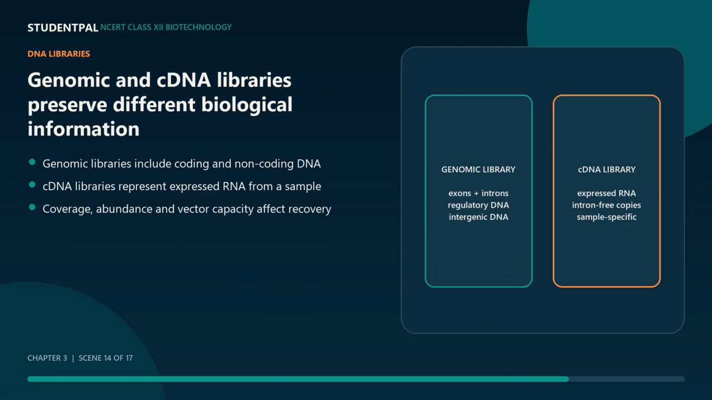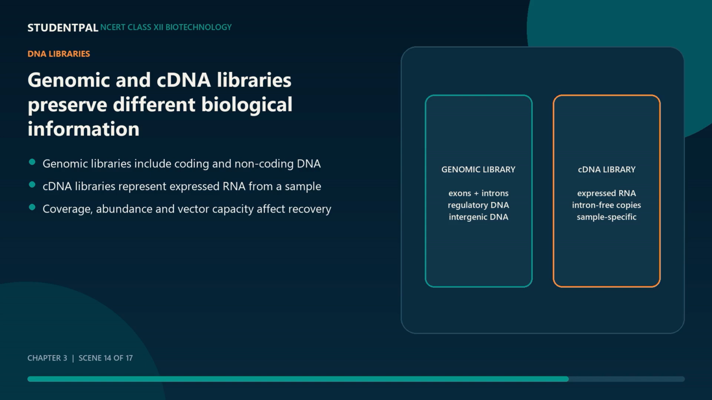A DNA library is a collection of cloned fragments designed to represent a source of genetic information. A genomic library is prepared from genomic DNA and can include exons, introns, regulatory regions, intergenic sequences, and repetitive DNA. A complementary DNA library begins with RNA, commonly messenger RNA, which is copied by reverse transcriptase. It therefore represents genes expressed in the sampled cells, tissue, condition, and time, and usually lacks introns.